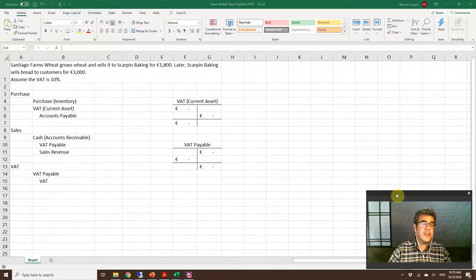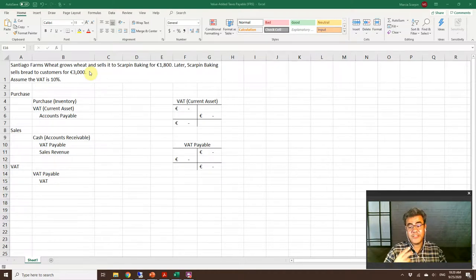So let's consider it. Santiago Farms, Santiago is the last name of my wife, so it's our fake company, grows wheat and sells it to Scarpin Baking, my fake company, for 1800 euros. Later, Scarpin Baking sells bread to customers for 3000 euros and assume here the VAT is 10%.